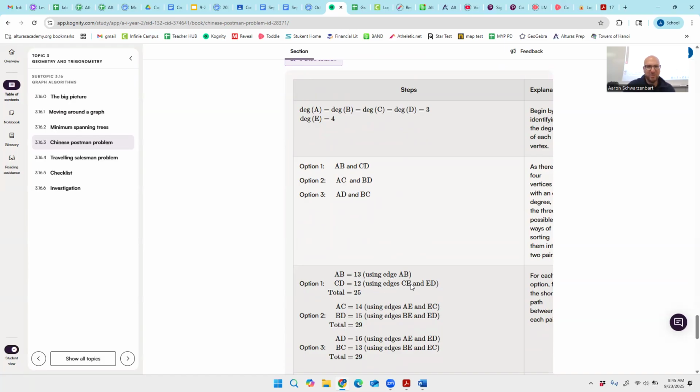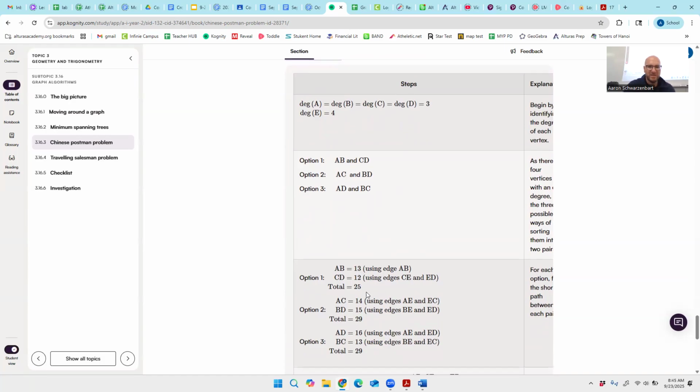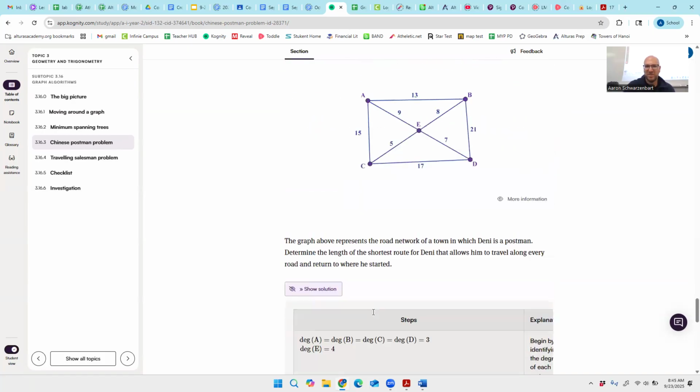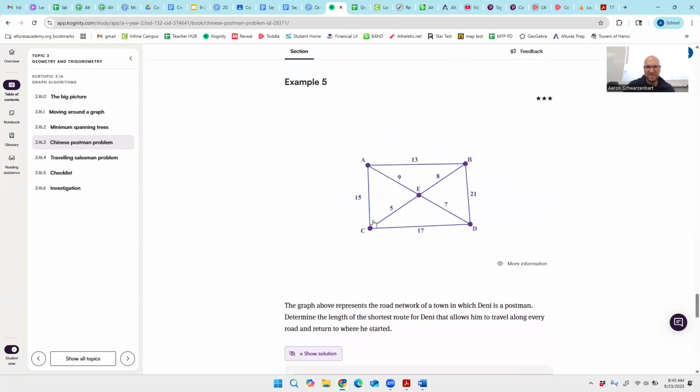AB being 13 and CD being 12, that's 25. AC and BD is 14 and 15. So I have to do both pairs. So if I do AC, I have to do AC and BD. If I do AB, I have to do AB and CD for shortest path.